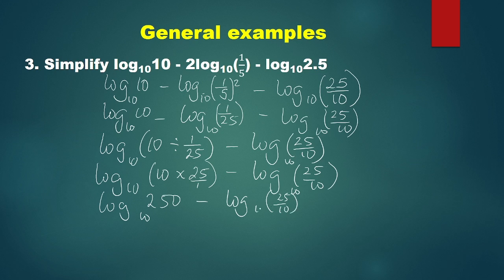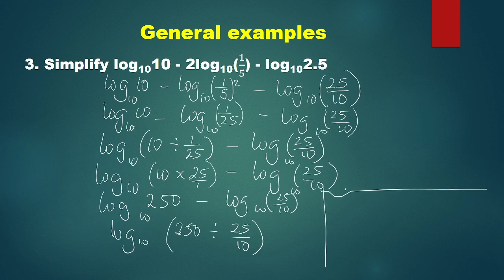Now, I want to join these two logarithms together because their bases are the same. So that would just simply be log 10. Then I'll have 250 divided by 25 over 10, which is the same thing as log 10. Then 250, division changes to times, 10 goes up and 25 comes down. 25 here is 1, 25 here is 10. So we are left with log 10. Log 10 times 10 is 100 in base 10.